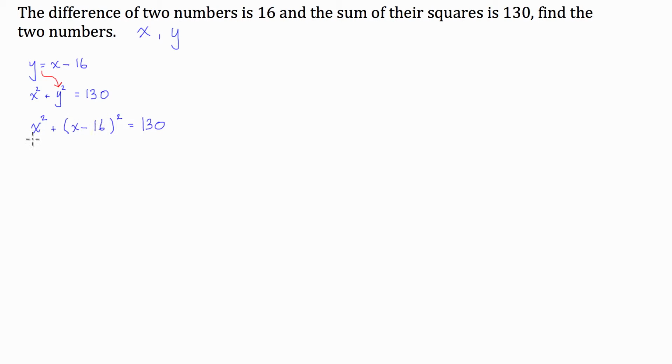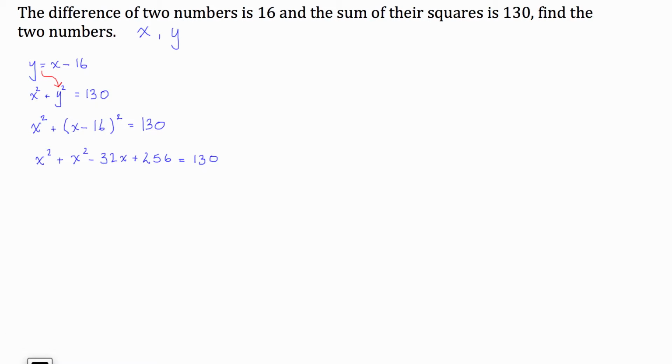Cool, now for us to be able to solve this, we need to multiply out these brackets and then we're going to collect like terms. So to start with, we'll multiply out those brackets. So we have x squared plus, now this multiplied out is going to be x squared minus 32x plus 16 squared, 256, is equal to 130.